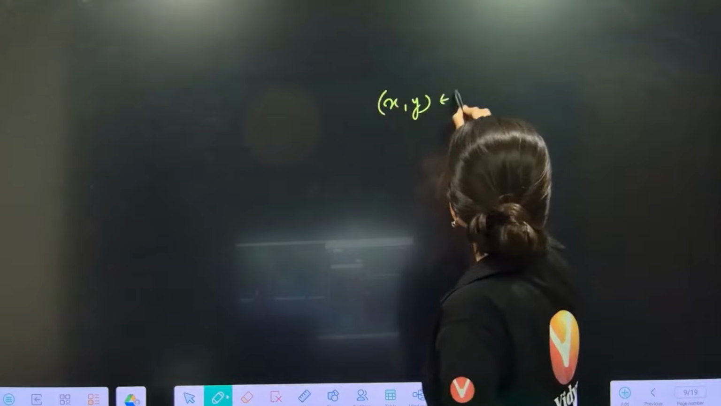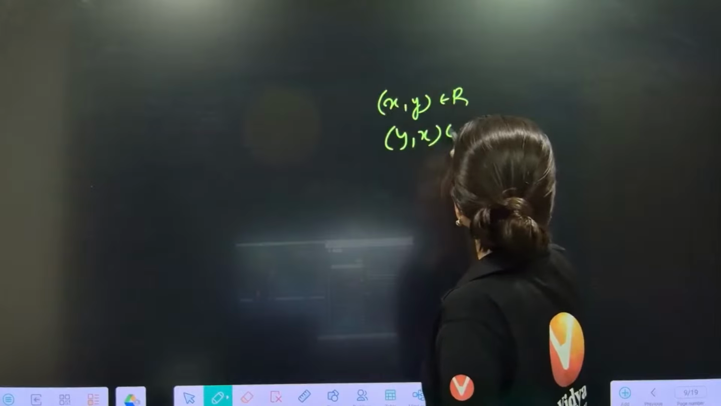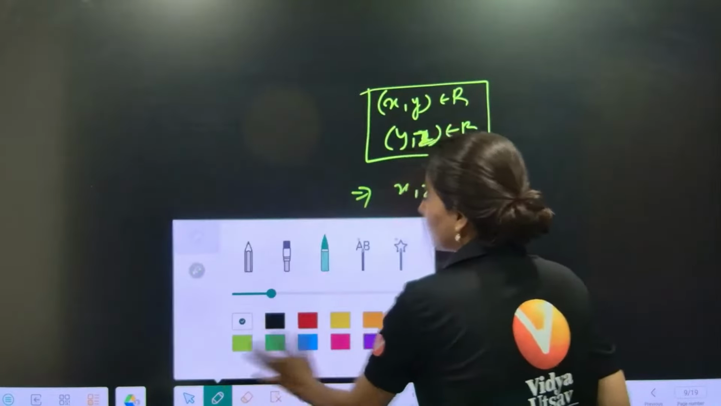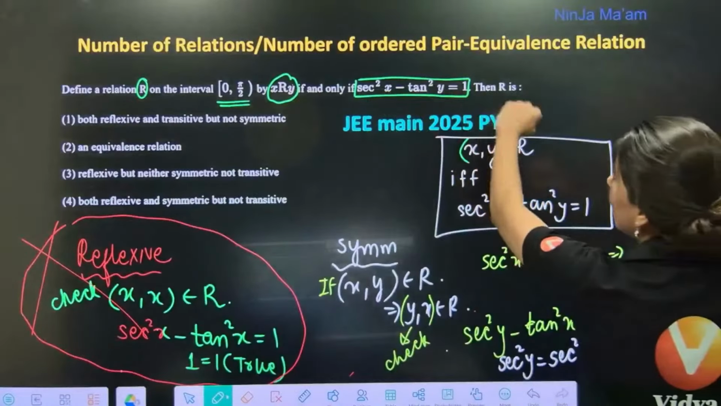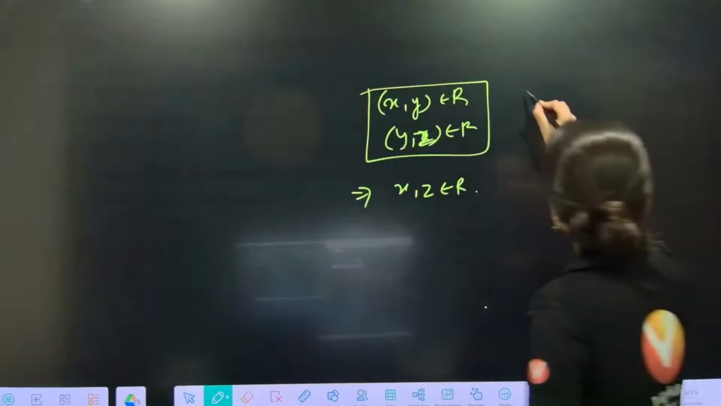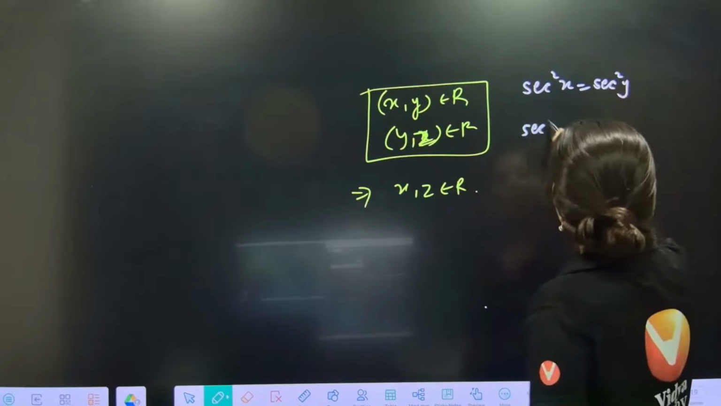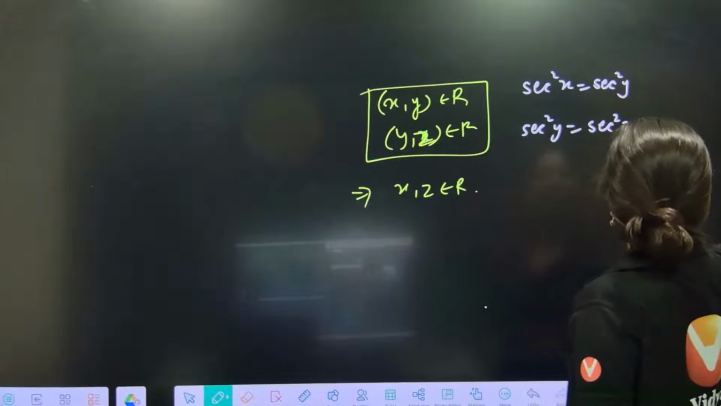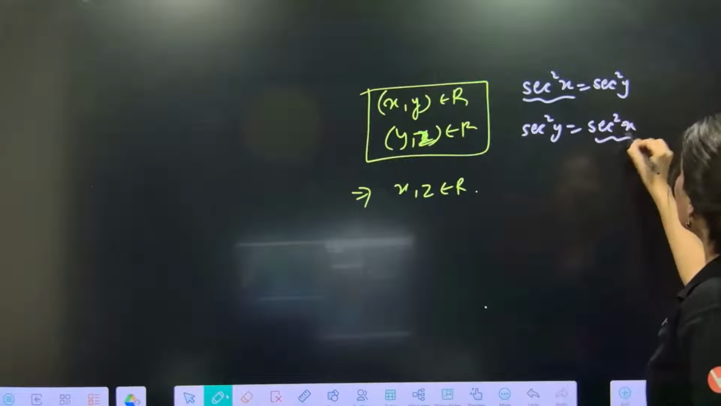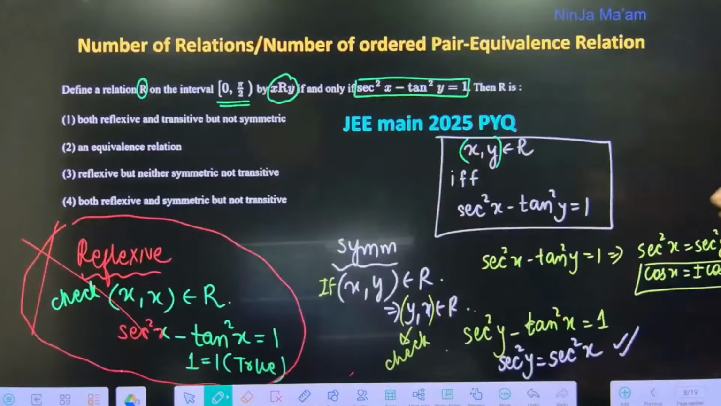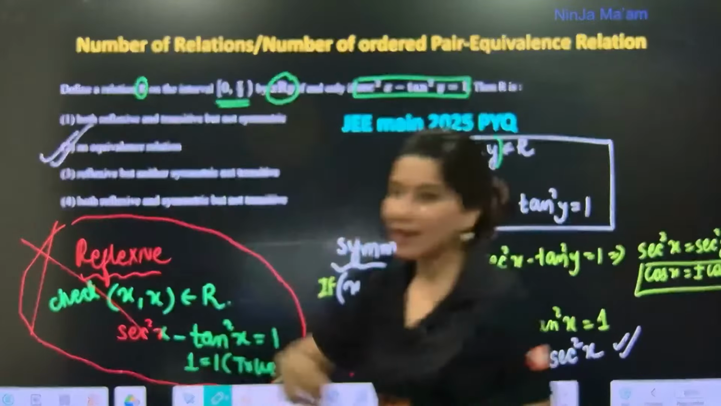Now transitive. We need to check if x comma y belongs to R and y comma z belongs to R. If these two conditions are true, we need to check whether x comma z belongs to R or not. See, this is actually 1 plus tan square x is equal to sec square y. So this says sec square x is equal to sec square y. Now sec square y is equal to sec square z. Don't you think that sec square x and sec square z are also equal? So over here it will be an equivalence relation, my dear students.